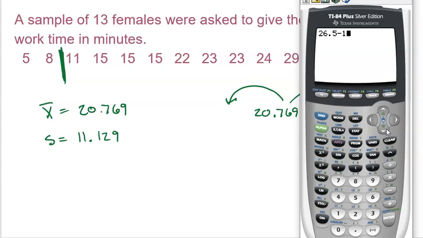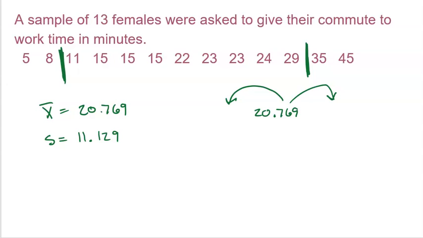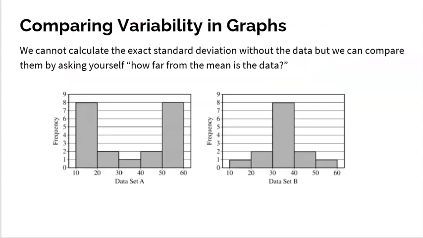26.5 minus 13. Boom, there is my IQR, the interquartile range. I want to make sure I say it right. That's it. Always use that. Pretty cool when we have the data in front of us. All right, now again, we can also compare variability.